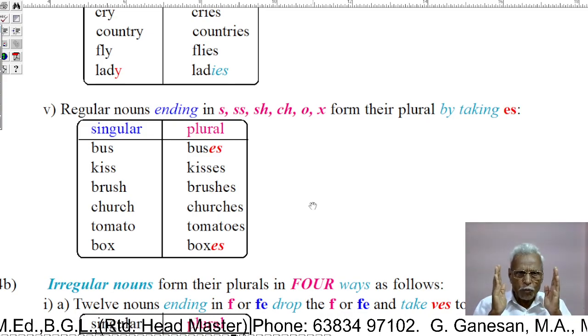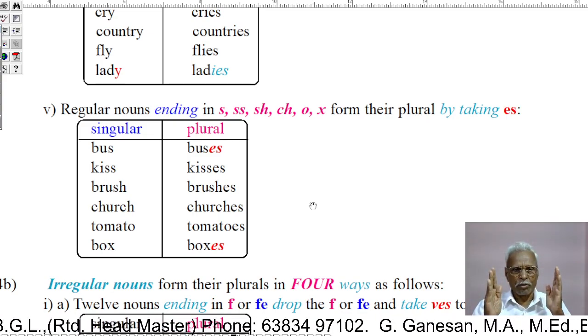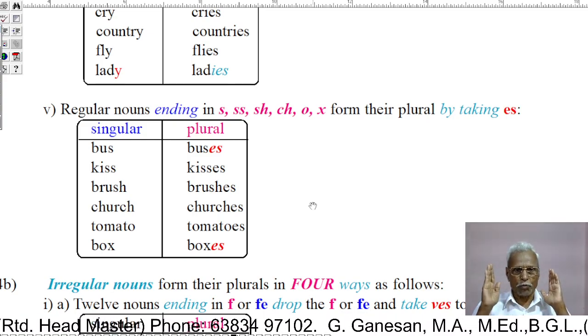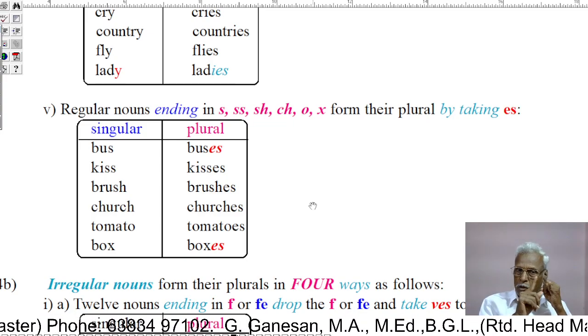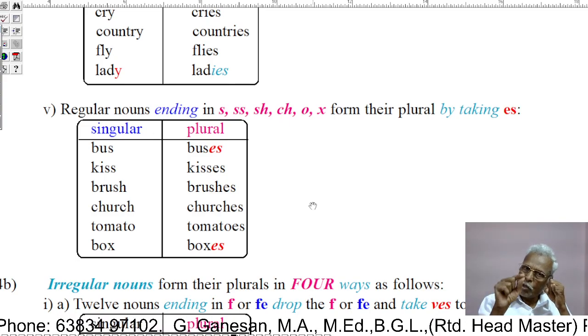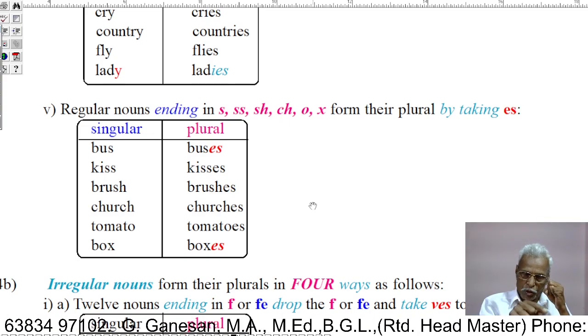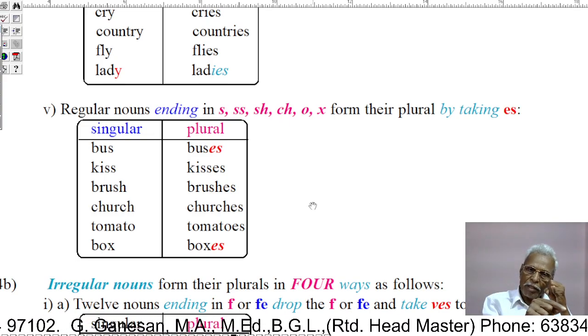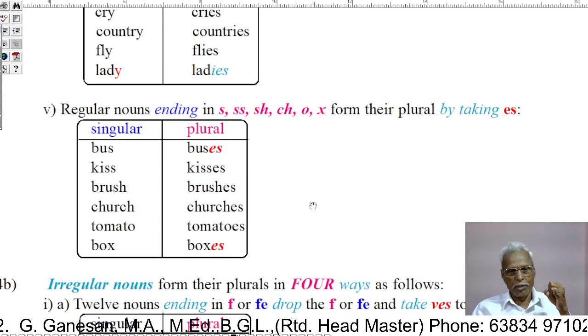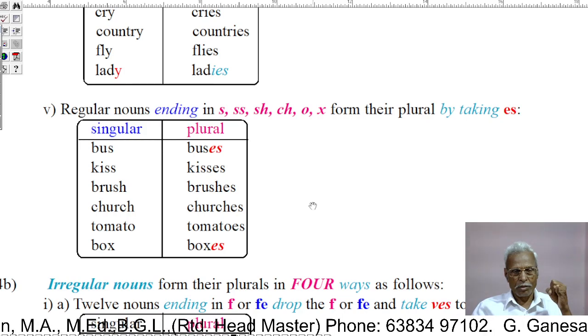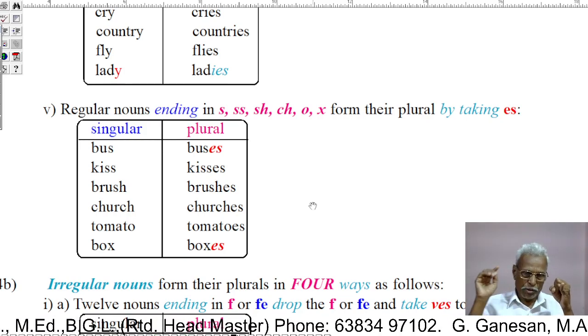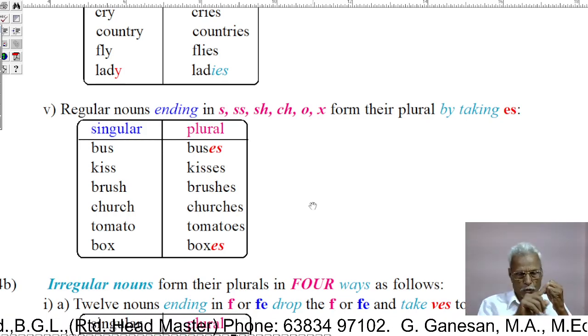So, what are the 5 ways regular nouns form their plurals? There are 5 rules. Rule 1 is regular nouns ending in single or double consonants take S to form their plurals.